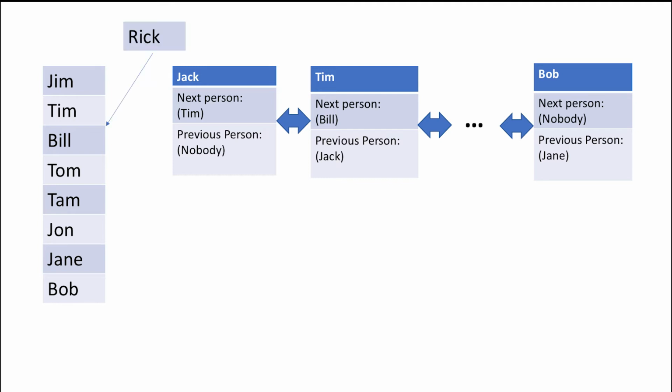In this example, we want to add Rick to the list of users after Tim. In the array, we must first grow the array by copying it to a new part of free memory. Move all the users down, and then add Rick in the free slot.